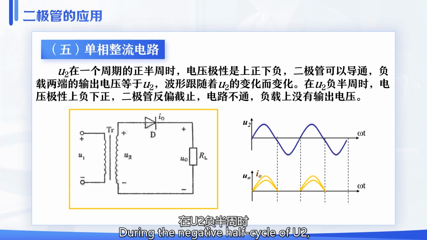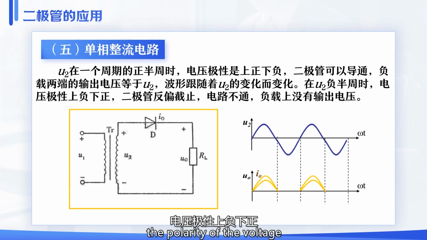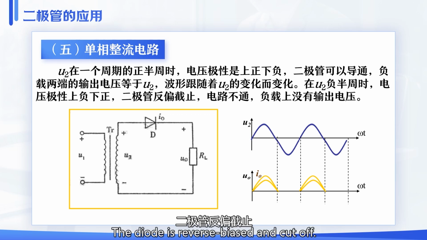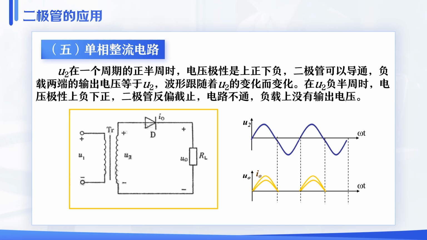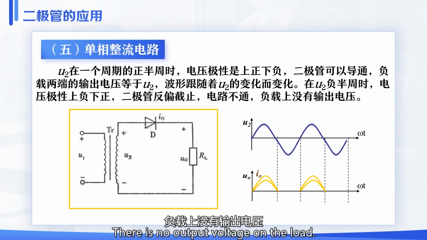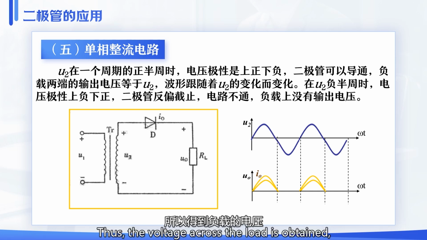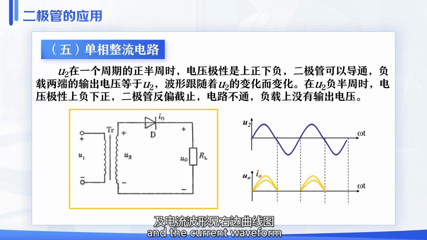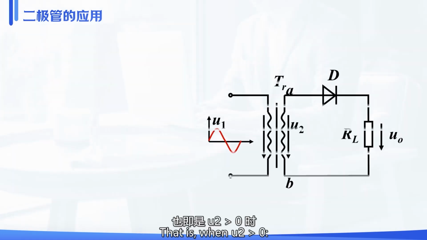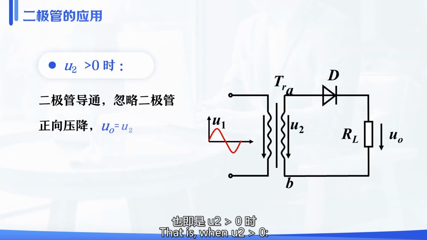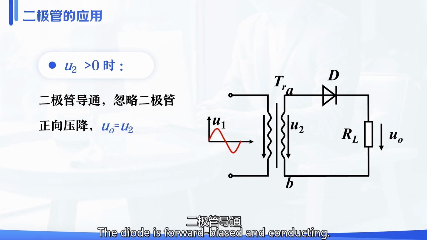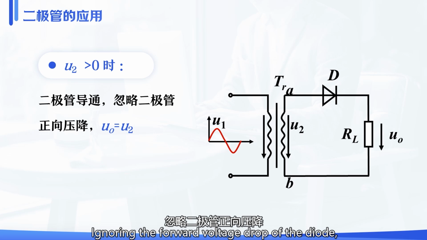During the negative half cycle of U2, the polarity of the voltage is negative on top and positive at the bottom. The diode is reverse biased and cut off. The circuit is not conductive. There is no output voltage on the load. Thus, the voltage across the load is obtained, and the current waveform is seen in the curve diagram on the right. That is, when U2 is greater than 0, the diode is forward biased and conducting, ignoring the forward voltage drop of the diode.